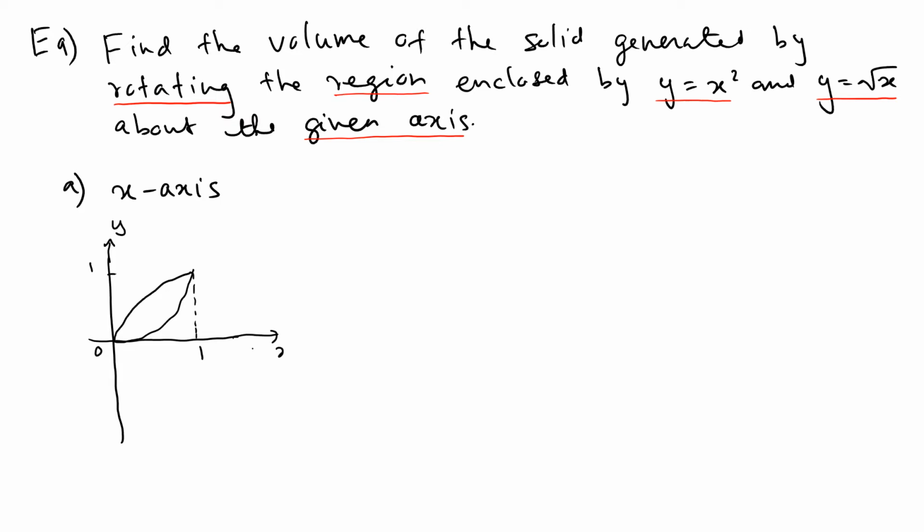Now we're going to rotate about the x-axis. Once you rotate about the x-axis, what's going to happen? This is going to reflect to the other side. So you're going to get the reflection on the other side. So you get this, and then you can see.